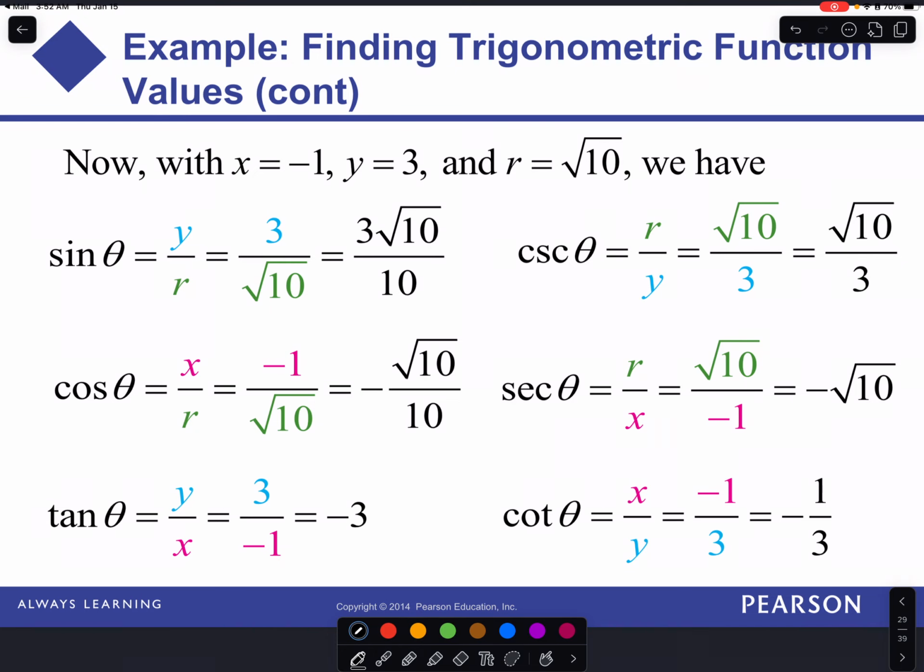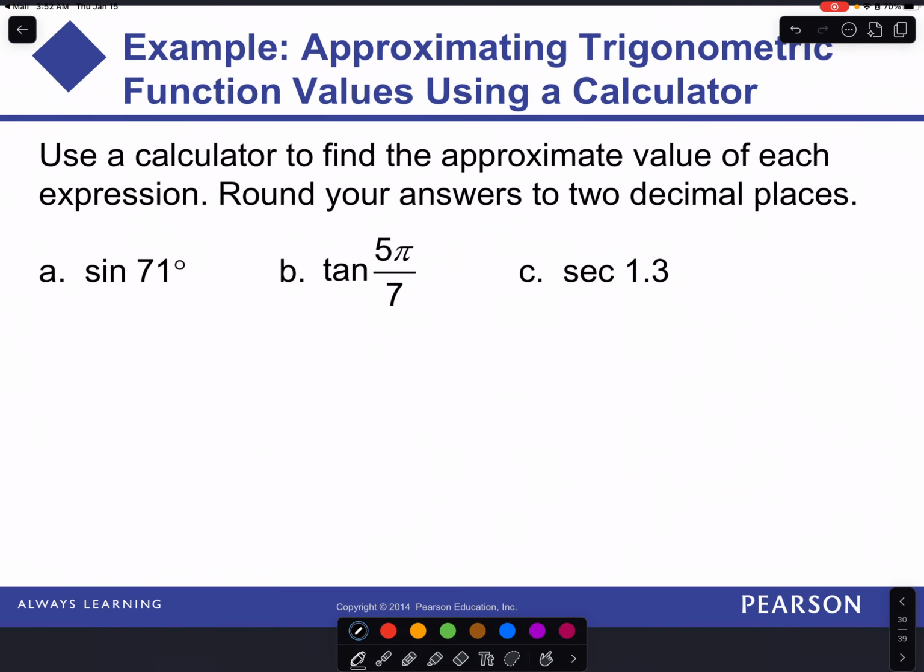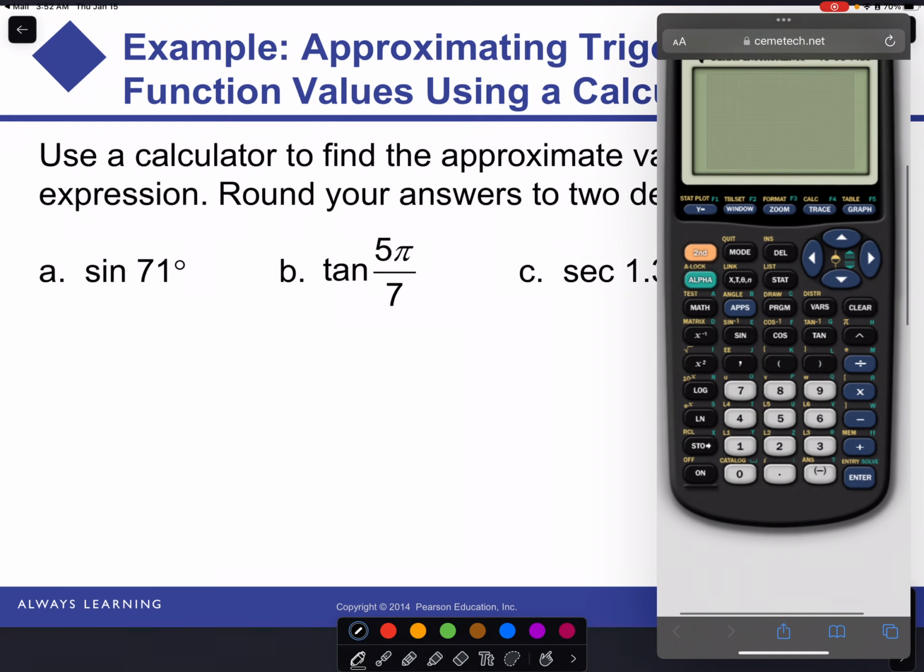Okay. We got 10 slides. We're almost there. I know it's kind of dragging out, but we're almost there. Use a calculator to find the approximate value of each expression. Round your answer to 2 decimal places. Do I have my calculator handy? Okay.